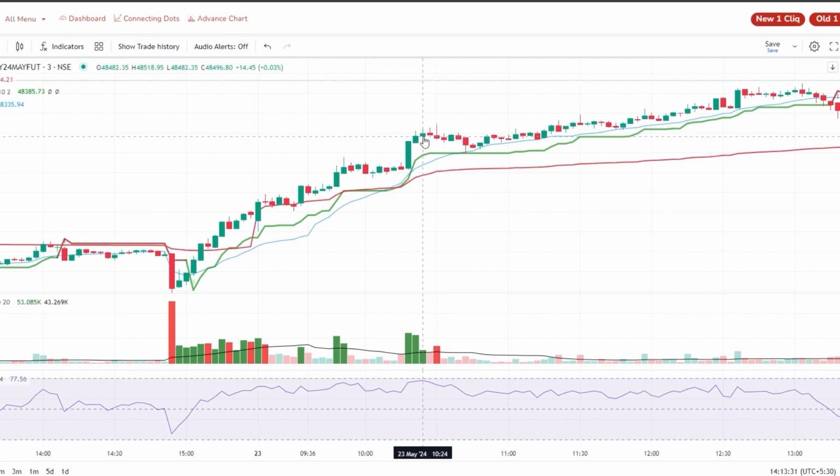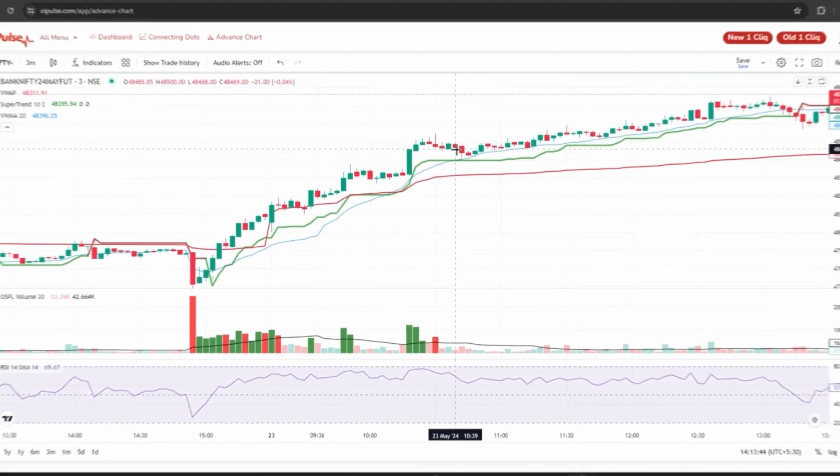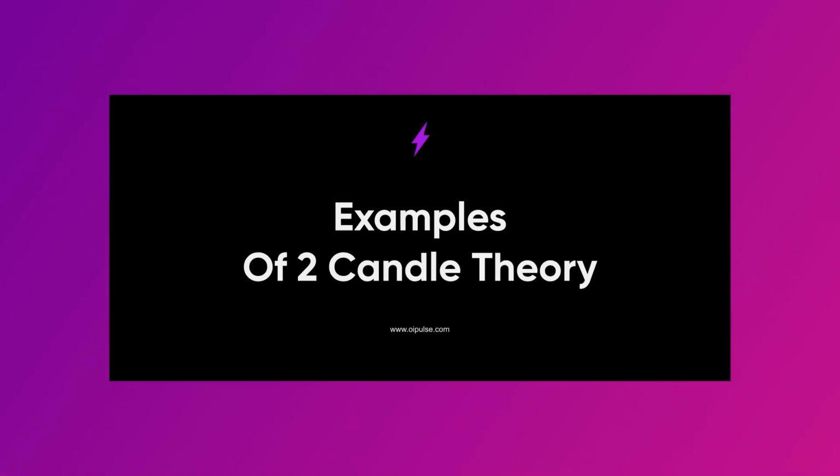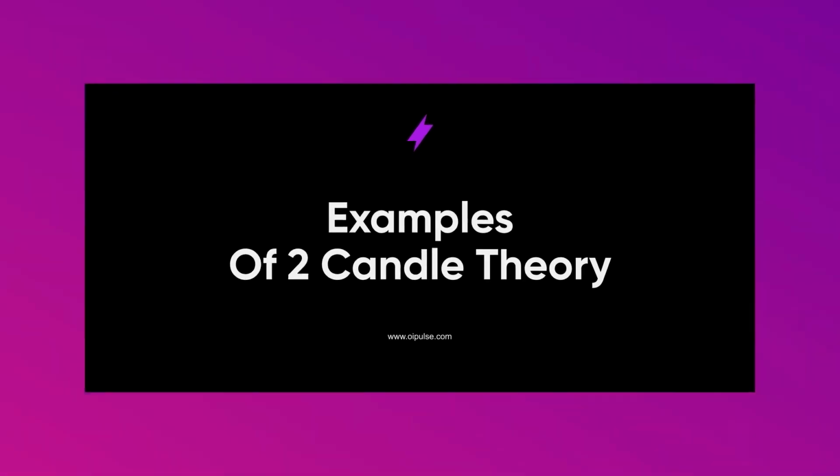Okay, so enter on an open of third candle. If you are a multi-lot trader, you can average in this down move and exit. If you are a one lot trader, you can wait for a pullback and enter. Now we will take few examples on two candle theory.